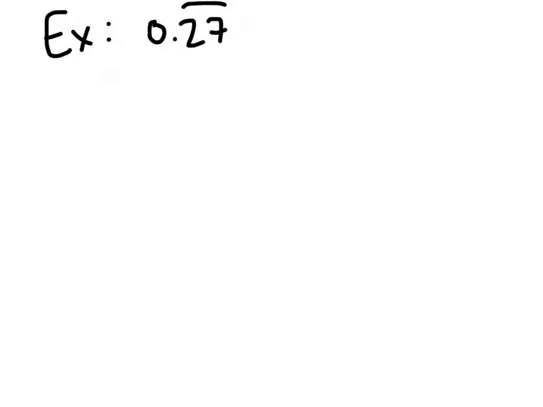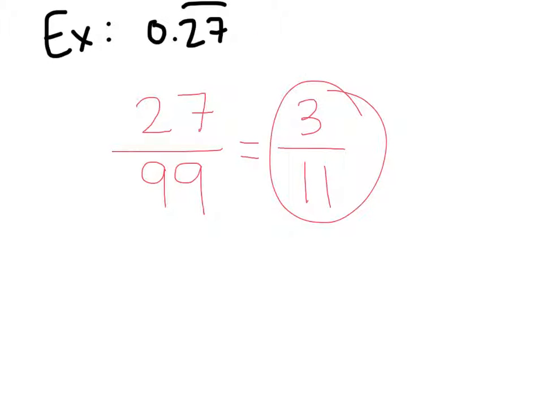Let's look at an example. Okay, I have 0.27 repeating. So what's the part that repeats? 27. That goes in my numerator. Now I'm going to count the digits. There are 2 digits that repeat. So I'm going to put 2 9s in the denominator. So my fraction is 27 over 99. And now I simplify. They can both be divided by 9, and I have 3 over 11 is the same as 0.27 repeating.